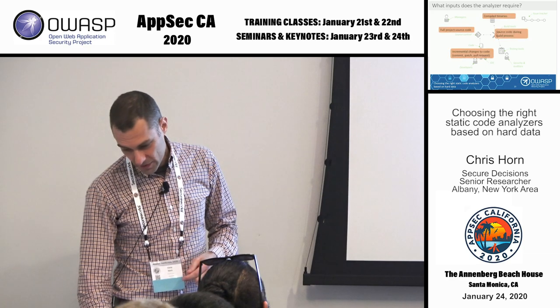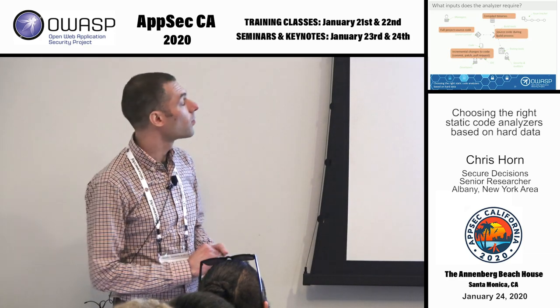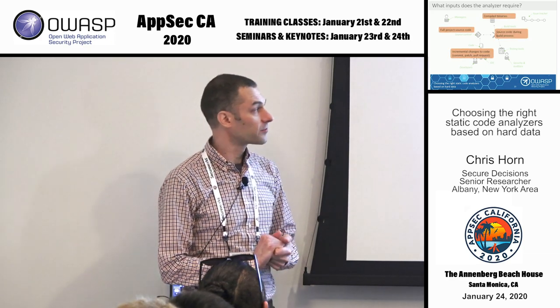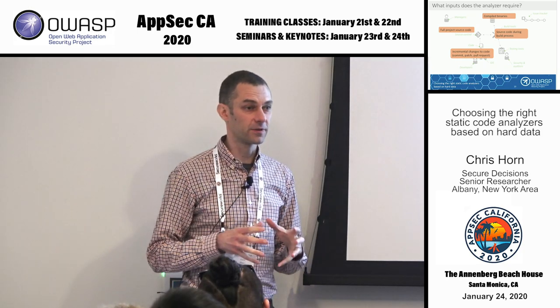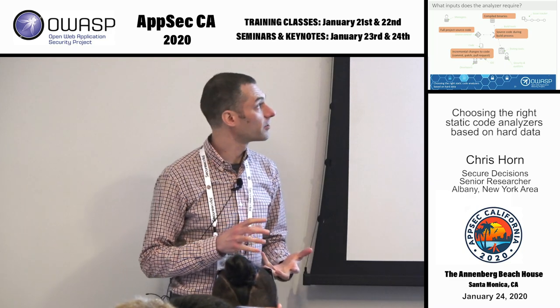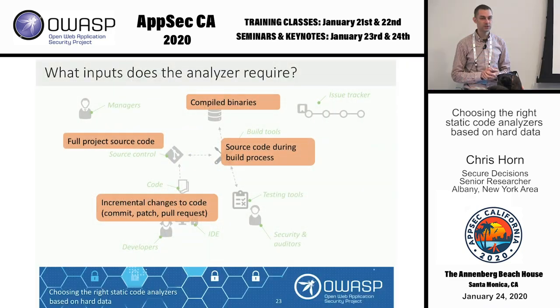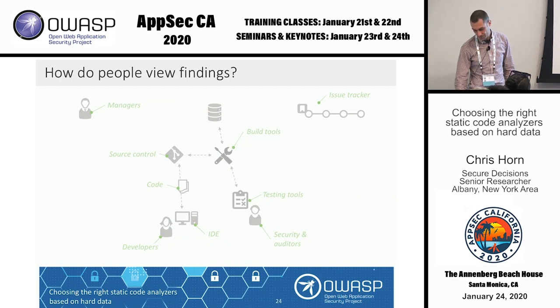What else do we have here? We've got which type of inputs to the analyzer. Different analyzers can analyze different types of code and units of code and sometimes compiled things, right? So maybe you don't have access to source code if it's a third-party component, like a binary. So there are different types of inputs you can consider.